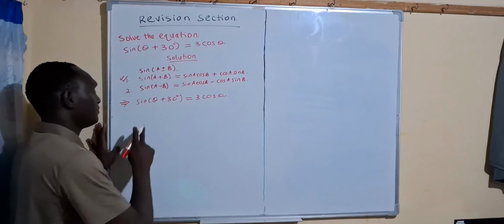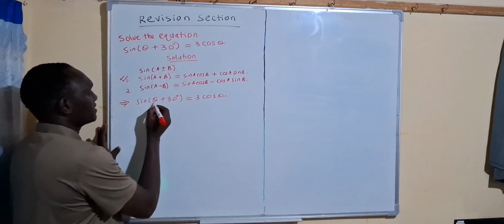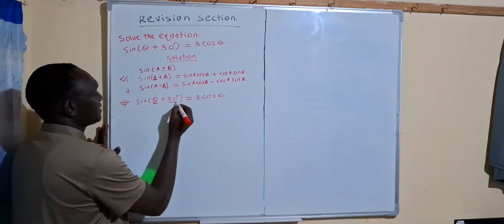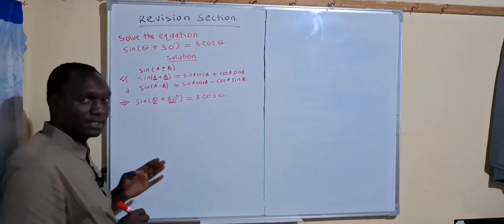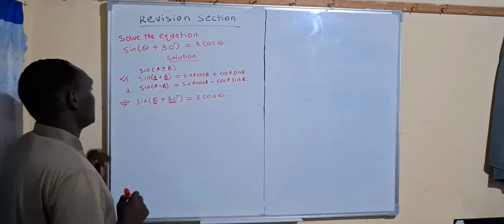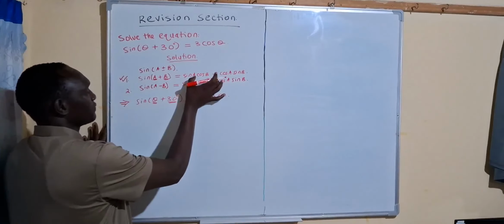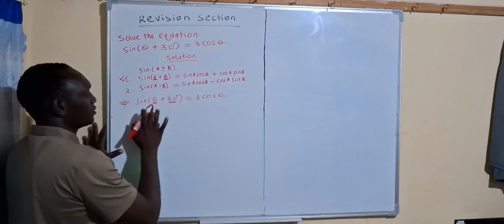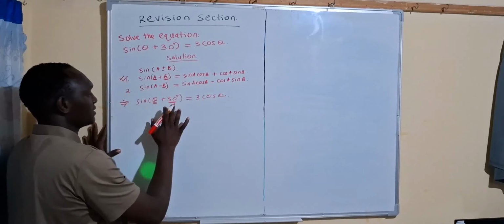Now, let me expand this. Here, theta will correspond to A, and 30 degrees will correspond to B. So we shall just substitute for them: where there is A, we shall put theta, and where there is B, we shall put 30 degrees.